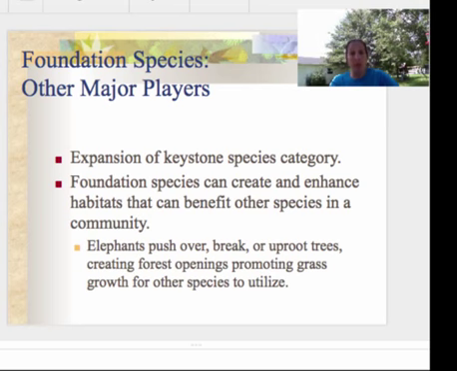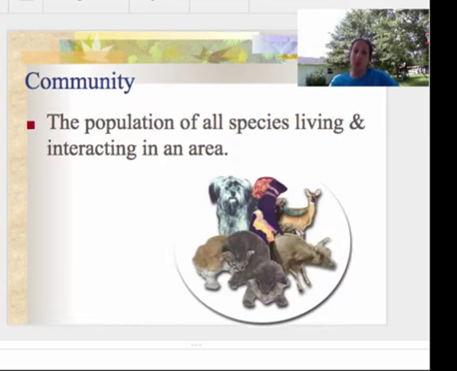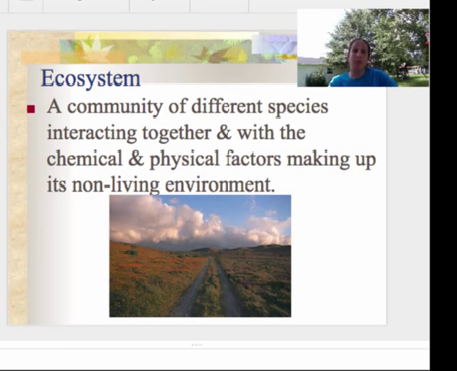Some vocabulary that we need to get out of the way is population. Those are a group of individuals of the same species living in a particular area. You have a community, and those communities can consist of the populations of all those different species living in an area. When you have multiple different types of communities, you have an ecosystem, and those contain the abiotic as well as the biotic components that make up that area.